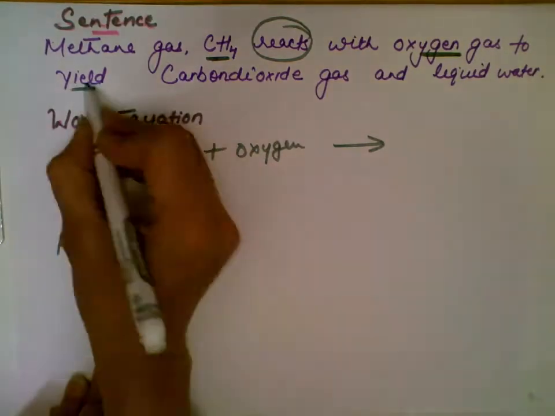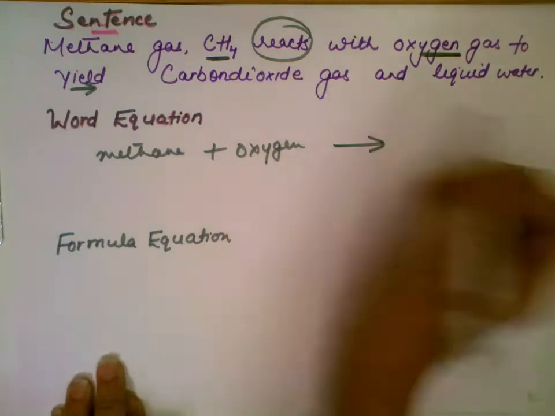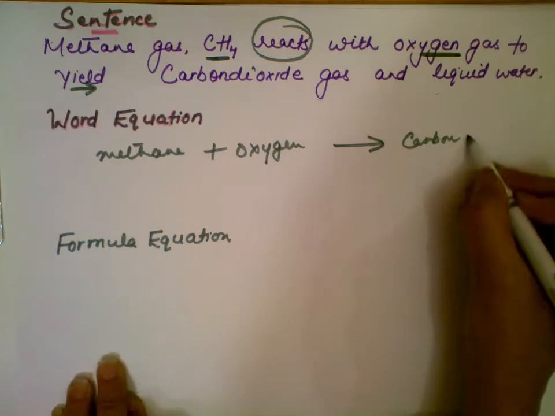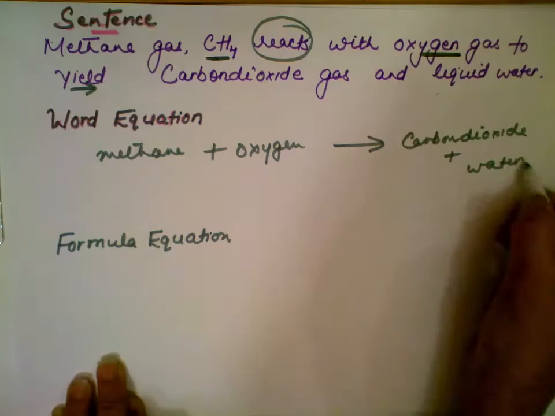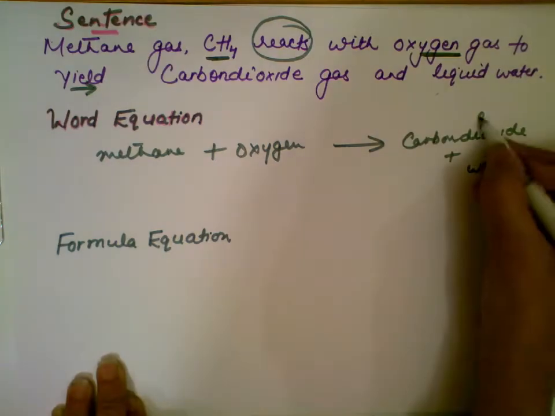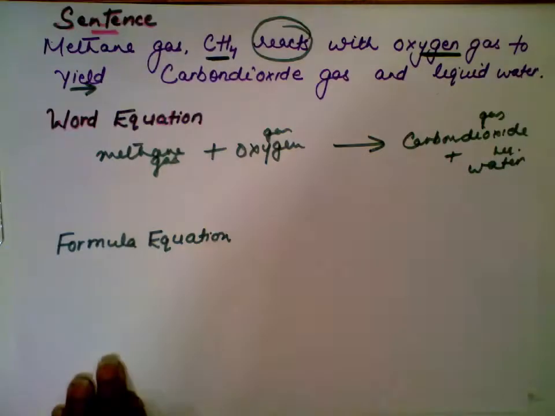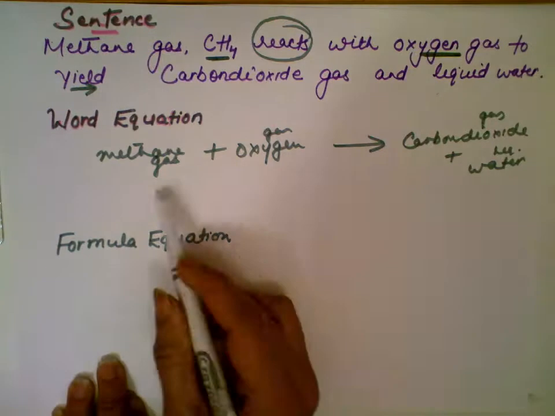Yield means an arrow, which is right here. What is it yielding? What is it producing? Carbon dioxide gas and liquid water. So that goes on the right side because they are the products. And please write down liquid, gas, gas and gas. Formula equations, meaning now you're going to write the formula for each of them.